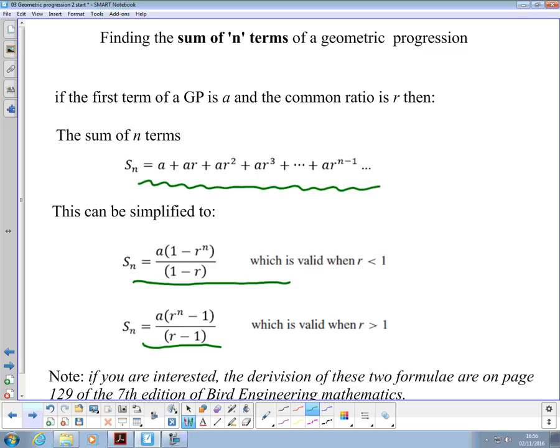Now, if you're interested, and I very much doubt whether you are, because you're engineers, and you'd rather just find the formula and use it, there is a full derivation of those two formulas in your Bird book. It's on page 129 of the 7th edition. If you want to see how you get from that to those two, then it's in there. Okay? I'm not going to spend time going through that, because I don't feel you need to. You've got the formula. Okay?